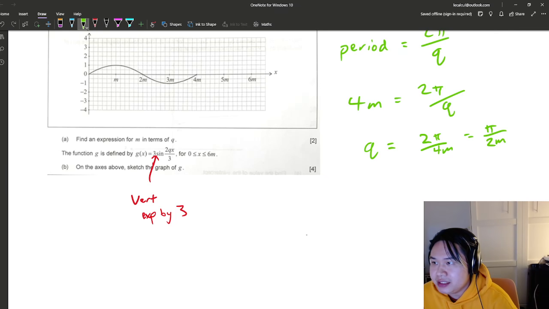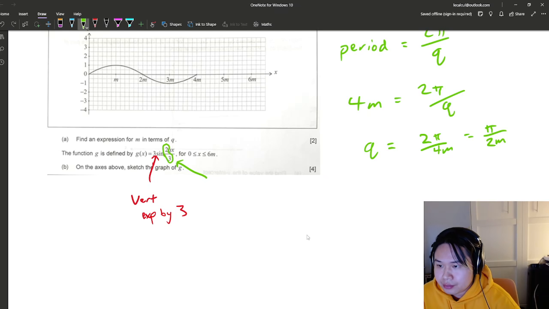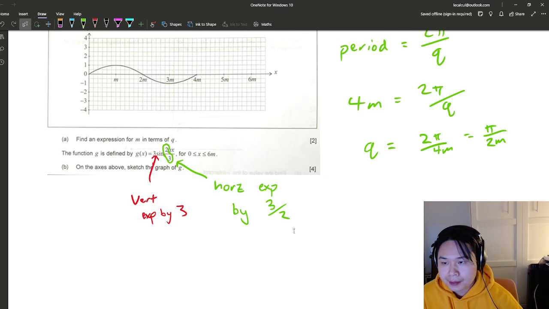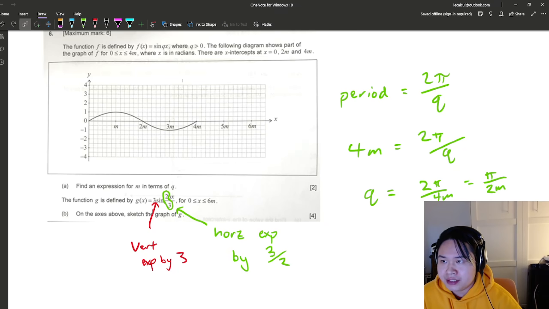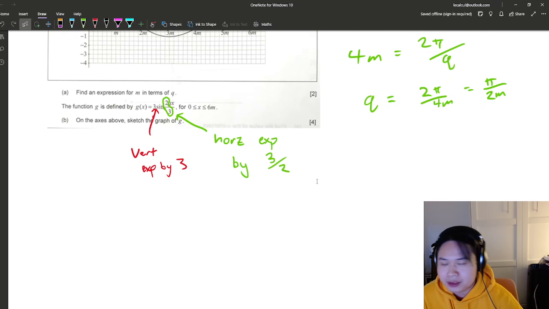And then what happens here as well is this. We have further multiplied the x variable by more things. So we have a horizontal expansion by 3 over 2. So you multiply by 2 over 3, which means that it's a reciprocal. You're going to expand by 3 over 2. Just like how if we multiply by q, you're dividing by q. You're basically dividing by 2 over 3, which is the same as multiplying by 3 over 2.